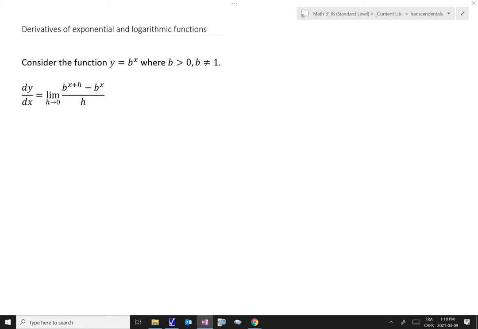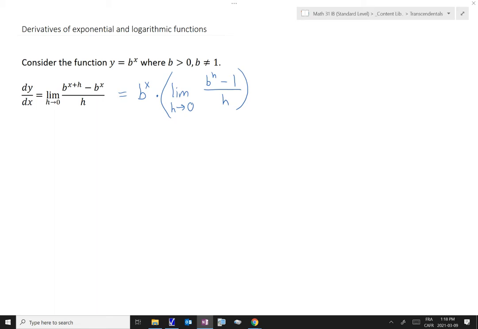So going back to first principles, the derivative of this function is going to be the limit as h approaches 0 of b to the power of x plus h minus b to the x over h. I'm going to factor out b to the x. It doesn't involve h, so it's not impacting the limit in any way. So this is b to the power of x times the limit as h approaches 0 of b to the power of h minus 1 over h. So this limit, if it is a constant, will be the coefficient. So the derivative of b to the power of x will be b to the power of x times some coefficient, depending on what this limit is.